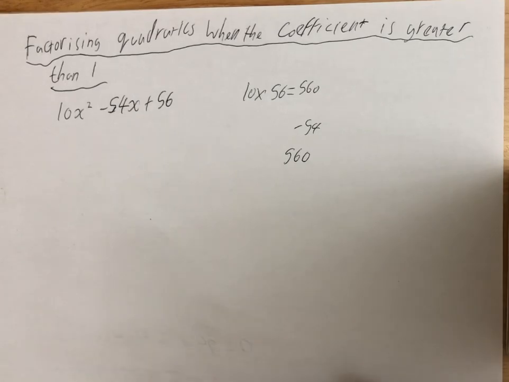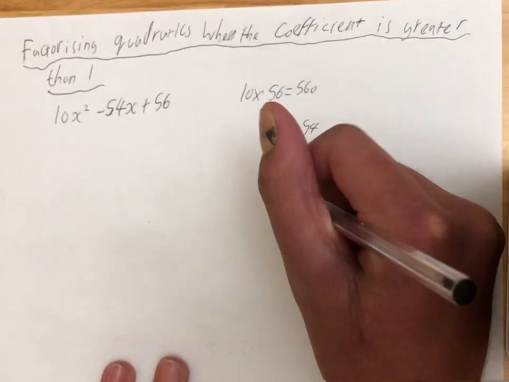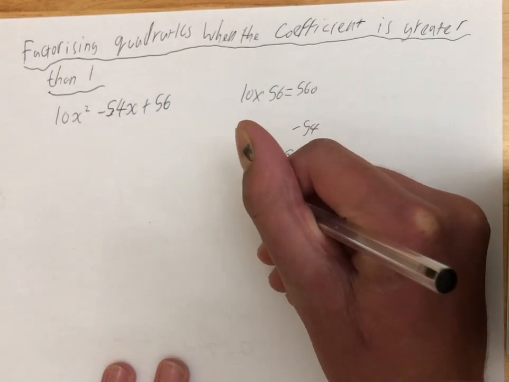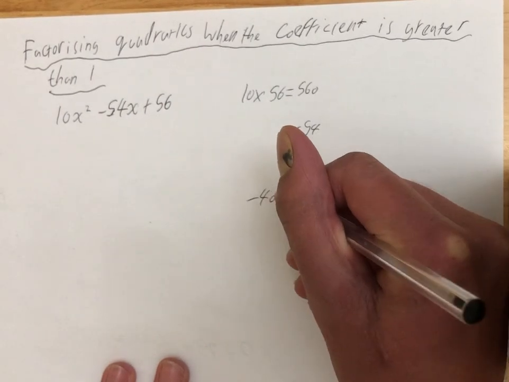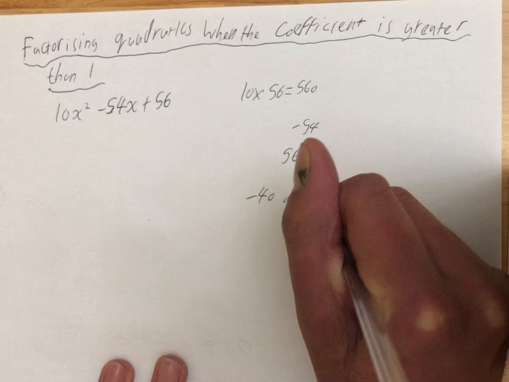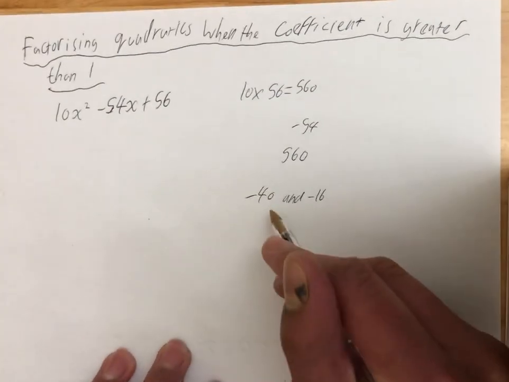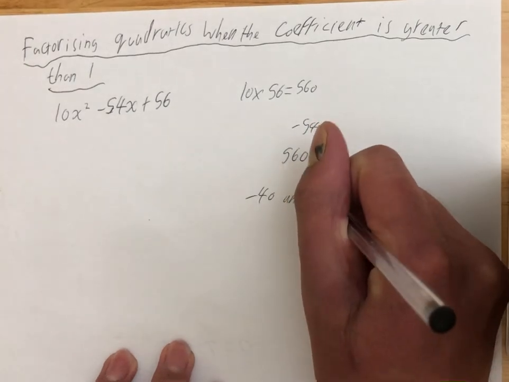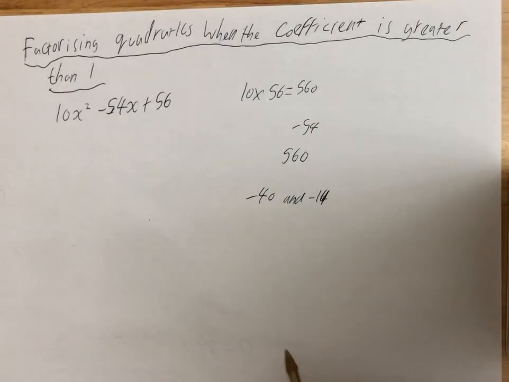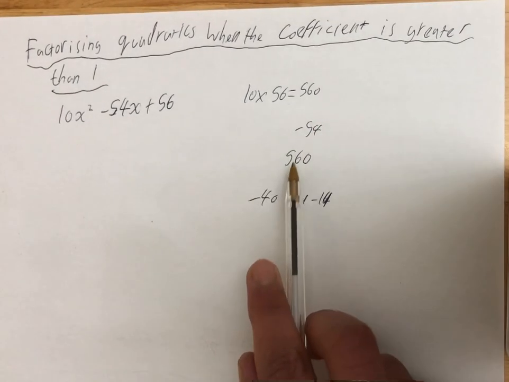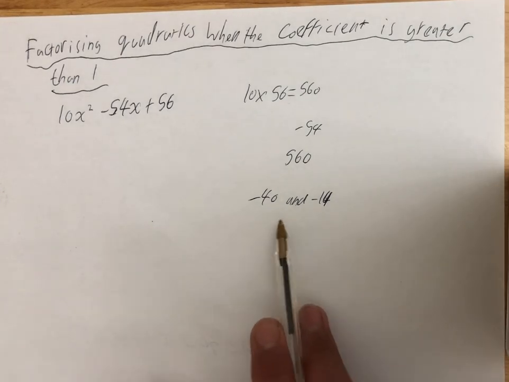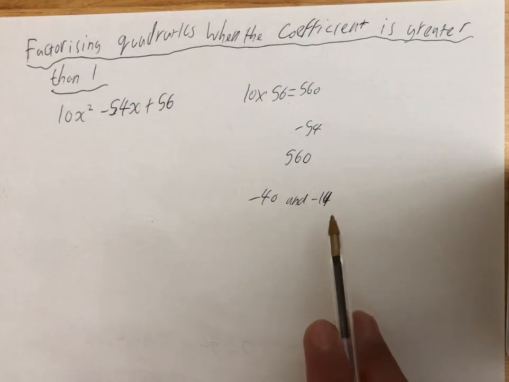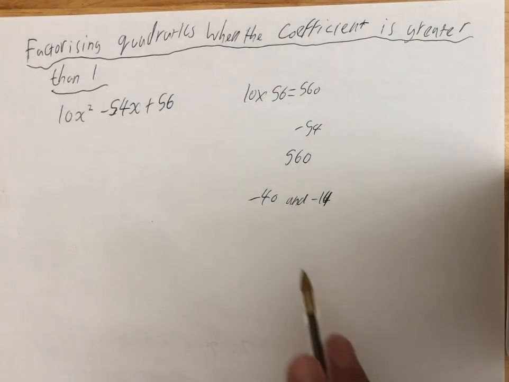So I've already worked this out, and usually you'd have to do trial and error, but I've already worked this out, and it'll be minus 40 and minus 14. Minus 40 add minus 14 would give us minus 54, and also minus 40 times minus 14 would multiply to give us 560.